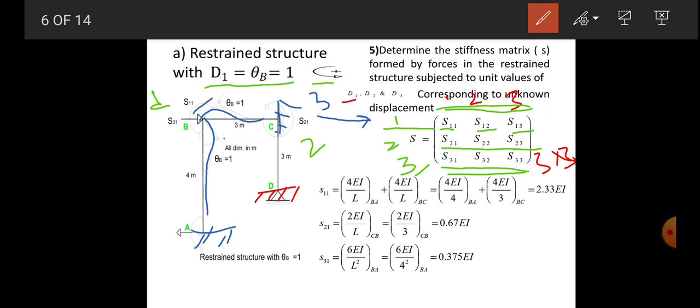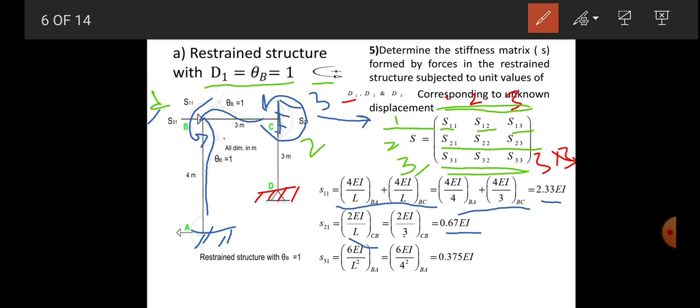So due to this rotation, moment will happen on both members, beam and column, which are connected at B in coordinate direction 1. So it will be 4EI by L for BA plus 4EI by L for BC. By putting their length, with moment of inertia I for all members, we have 2.33 EI. Now the second coordinate is theta C, and half will be carried here, so it will be 2EI by L for CB, and the length of CB, the beam, is 3 meters. By putting that we have 0.67 EI.